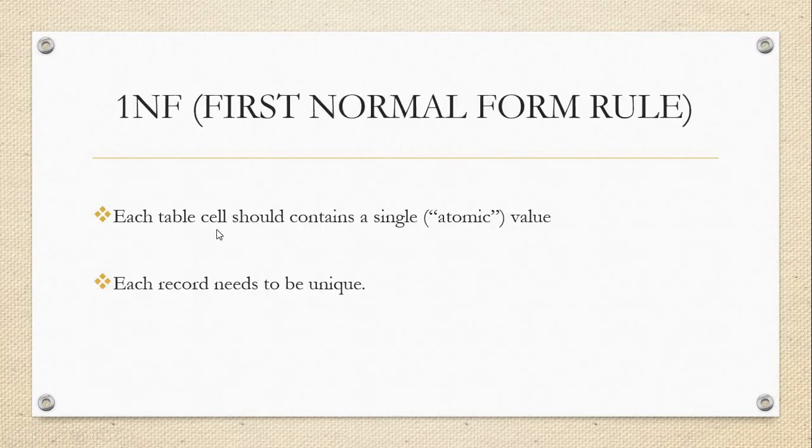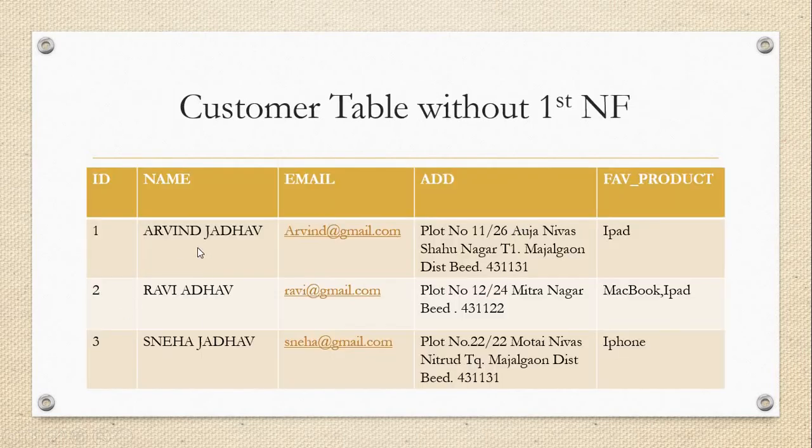See the definition: each table cell should contain a single atomic value. Here I'm using a space, so the value is not atomic, because the surname and the name are different. Make a note of that: these values are not atomic values. So I will do this operation on the name: we will separate the first name and we will separate the second name.